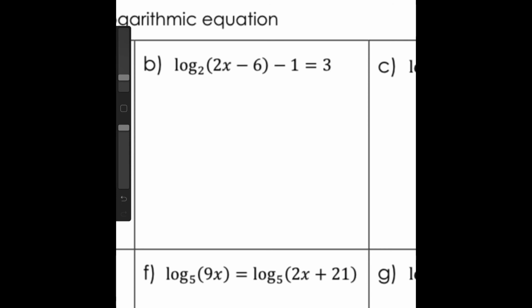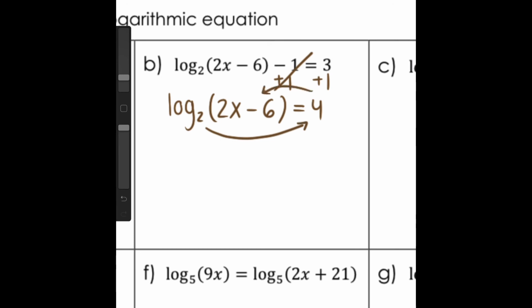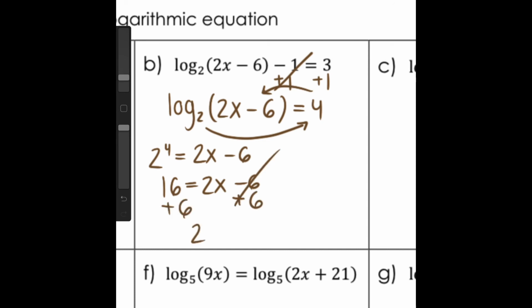Now in this one, you have to get the log by itself, so we're going to have to add 1 to both sides. That's going to cancel out, and we're left with log base 2 of 2x minus 6 is equal to 4. And then you just do the same thing we were doing in 6-2. 2 to the 4th power is equal to the inside of the log, which is 2x minus 6. 2 to the 4th power is 16, which is equal to 2x minus 6. Add 6 to both sides, and you end up with 22 is equal to 2x, which means that x is equal to 11.